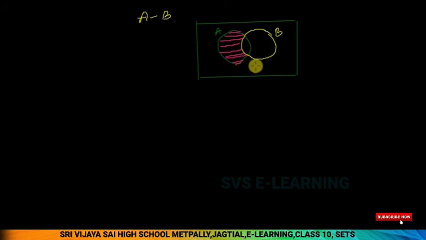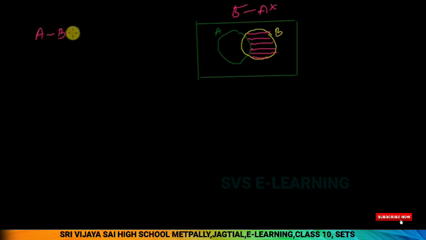In the same way, let's say I wanted to draw a Venn diagram for B minus A. How do I draw it? I draw it like this. I'll shade the region which belongs to B but does not belong to A. How do we write difference of sets in set builder form? We can write it like this: A minus B contains elements X such that X belongs to A and X does not belong to B.